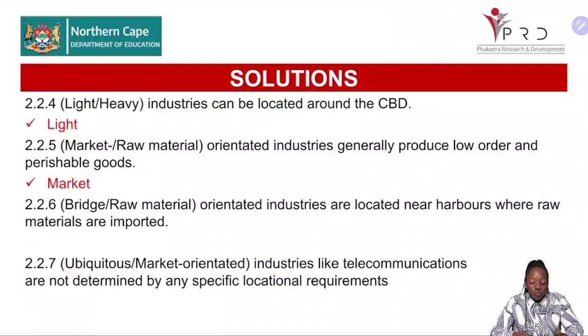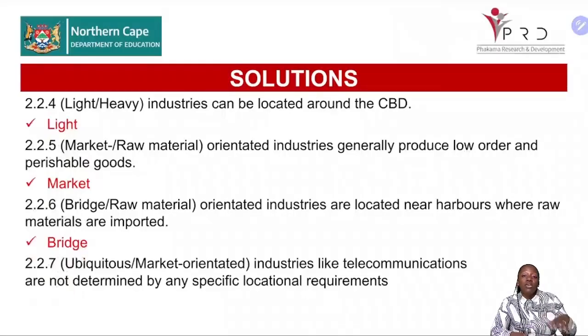Then your 2.2.6, the bridge or the raw material orientated industry are located near the harbors where raw material is imported. Remember, it is a bridge because we are saying one mode of transport replaces the other. So they are located near the harbors where they will receive their goods through the ships, which is the water mode, and then it will be transported in trucks, which is the road mode, or it will go straight into the airport, which is the air mode. So one mode of transport has replaced the other.